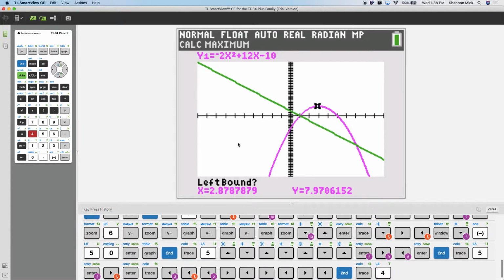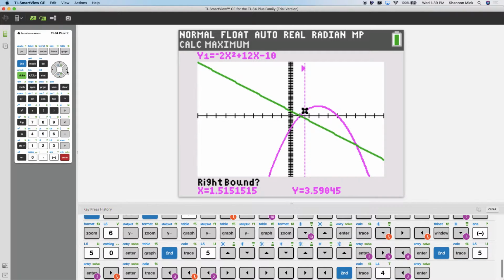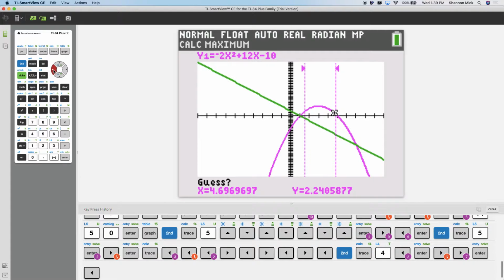And it says left. So guess what you need to move your cursor to? To the left of what? What are you finding? The max, the vertex. So you need to be left of the vertex. It doesn't matter where, just left of it. Hit enter. Then what's it say? Right. So you move it to the right. Doesn't matter where, just to the right. And hit enter. Now it says what? Yes. You need to move it at least one in.